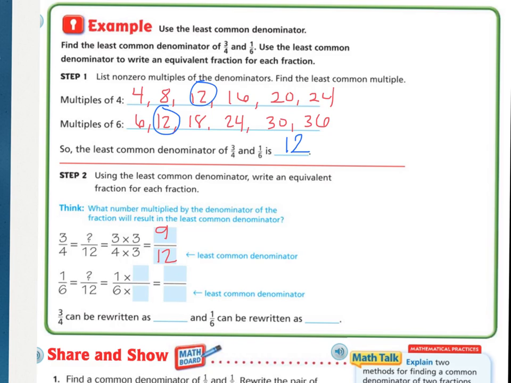And now, because we still want 12 on our bottom, what did we have to do to the 6 to make it a 12? We had to multiply 6 times 2 to get 12, so that means we also need to multiply the numerator. So 1 times 2 equals 2, and 6 times 2 equals 12. So that means that 3/4 can be rewritten as 9/12, and that 1/6 can be rewritten as 2/12.